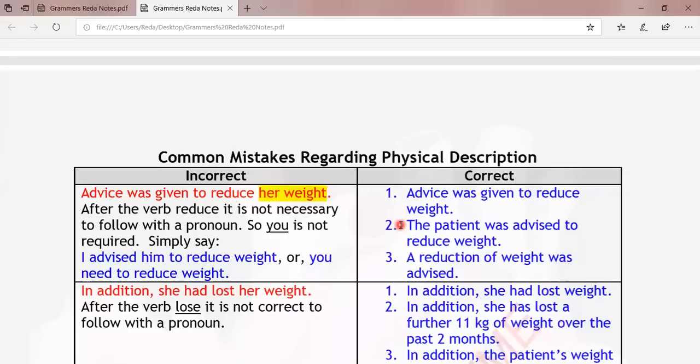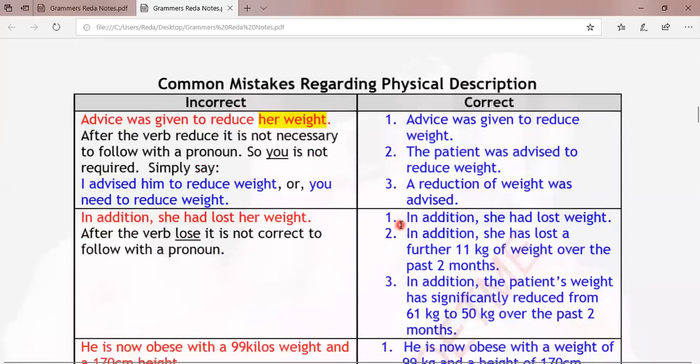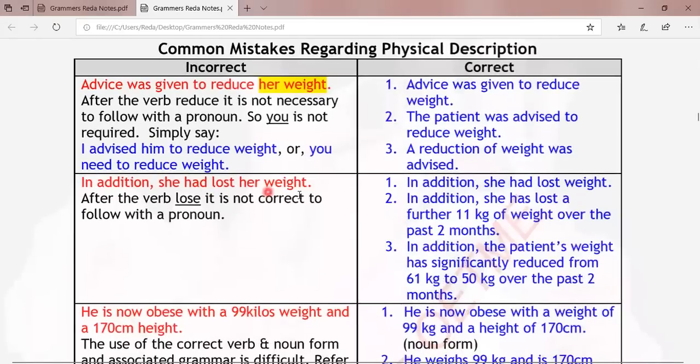I advised him to reduce weight, or you need to reduce weight. In addition, she had lost... Dr. George, I told you. In addition, she had lost. You said had lost. Okay, not right. She had lost, if this is not effective, or now she's good, so it may be past perfect. But in addition, she has lost.